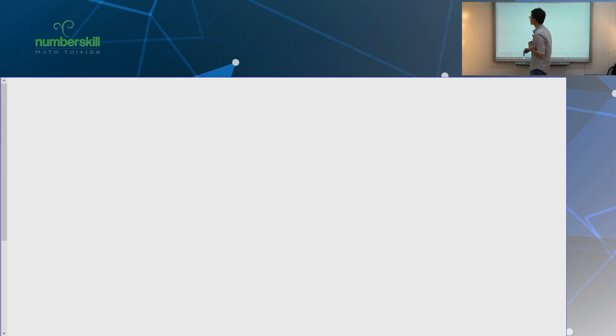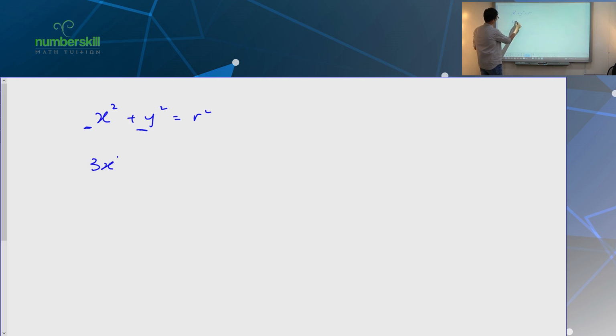Okay, so we talk about circles. Now circles look like this: x squared plus y squared equal to something squared, whereby the coefficient of x squared and the coefficient of y squared must be the same. And then we talk about ellipse, whereby something like that happens, right?